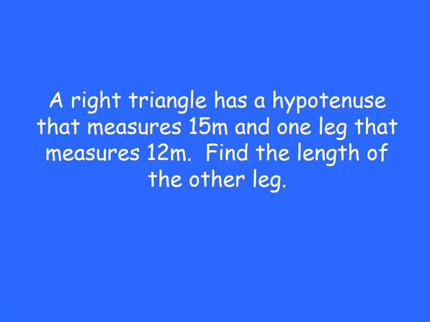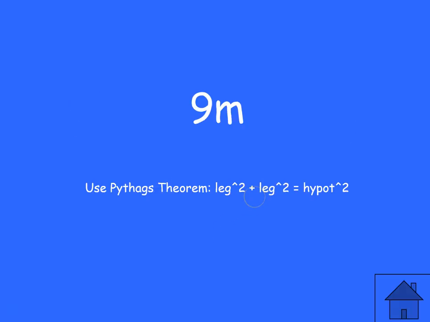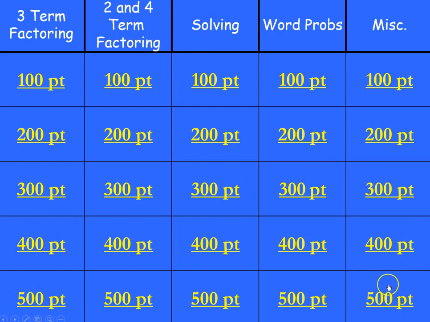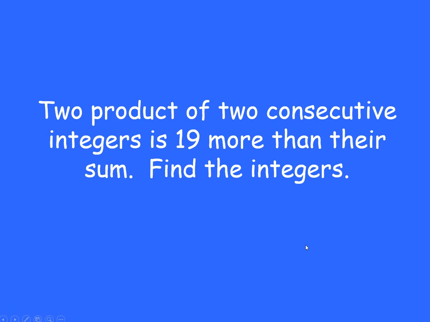Welcome back. Let's see if you did it right. Correct answer should be 9. Don't forget to use the Pythagorean theorem, which states leg squared plus leg squared equals hypotenuse squared. And then solve. Next question, the $400 question.